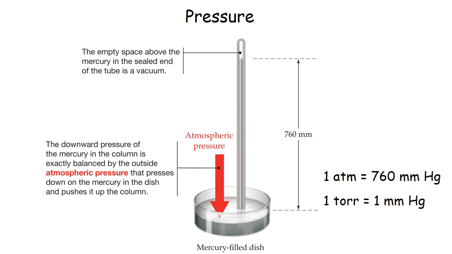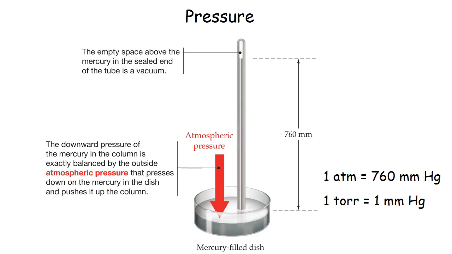So millimeters of mercury really comes from literally measuring the height of a column of mercury in millimeters, and 1 atmosphere is the equivalent of 760 millimeters of mercury. And remember that 1 torr is the same as 1 millimeter of mercury, so 1 atmosphere is also 760 torr.